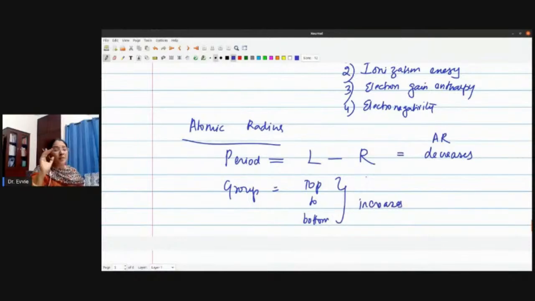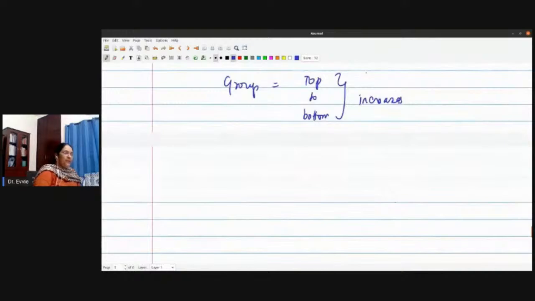Why does it increase? Because the number of shells are being added, so the size will increase. This is what you have studied, just the general trend. But that is not enough. So now we will be studying all the exceptions. Basically, the exceptions are what we are going to study in detail.